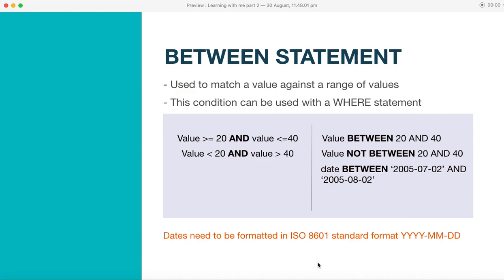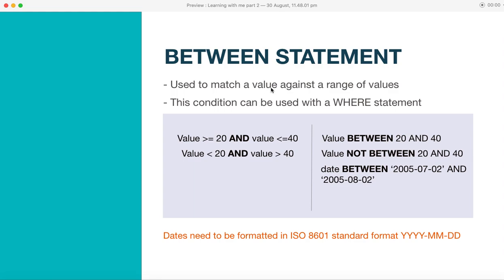So what is this between statement? The between statement is used to match a value against a range of values. Very simple. Let's say you're doing some analysis on some health records, and you want to specifically analyze patients whose age ranges from 20 to 40. At that time, you don't need all the records, you only need the records that match this particular range. In order to filter out these records, you can use the between statement.